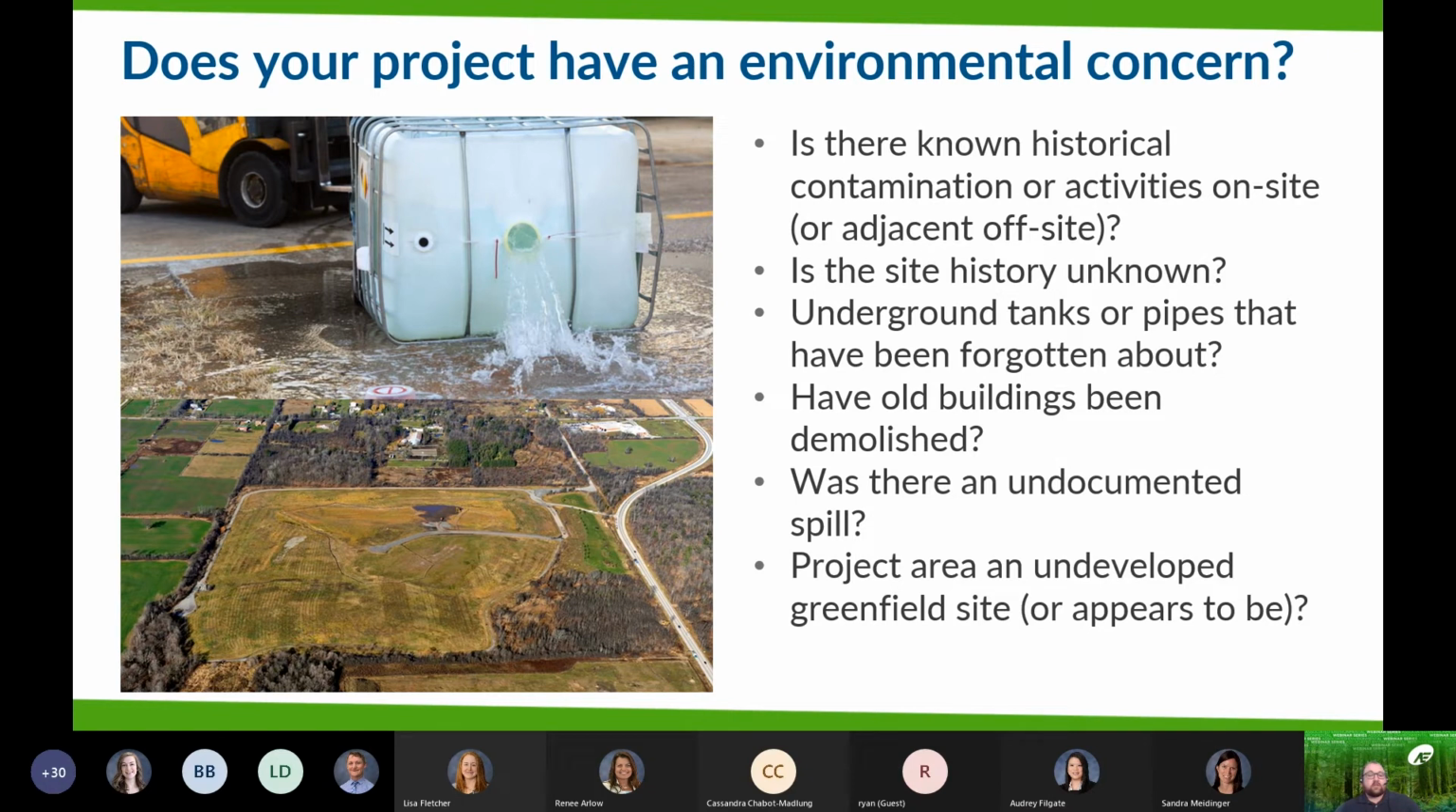Was there any undocumented spills? And was the project area undeveloped greenfield site, or appears to be? So a lot of times overgrown vegetated areas on a property may be hiding something underneath the vegetation and ground surface if it hasn't been touched for decades. Vegetation will overgrow it, and then once you start opening it up, surprise, surprise, you might find something there.